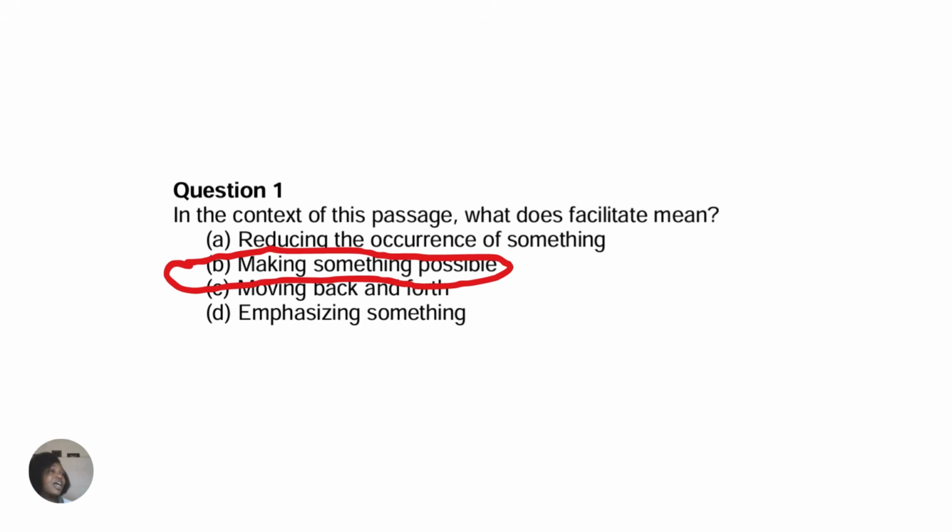By the way, please forget anything which you might know about enzymes. Just focus on what the passage says, because according to the passage, enzymes are making a chemical reaction possible because they're acting as catalysts. So option B makes more sense. I hope you're together. Now let's move on with the next question.